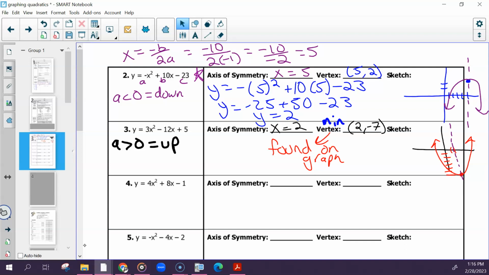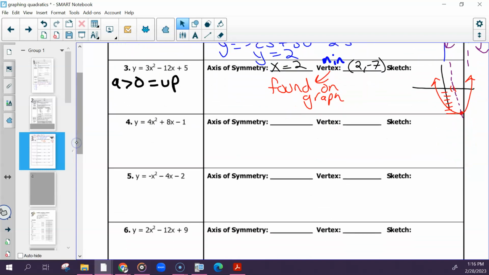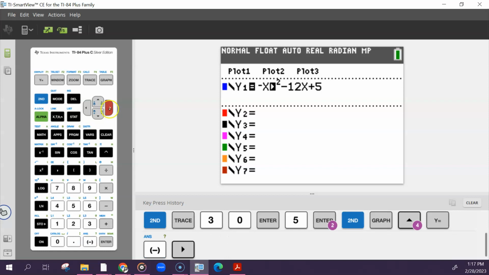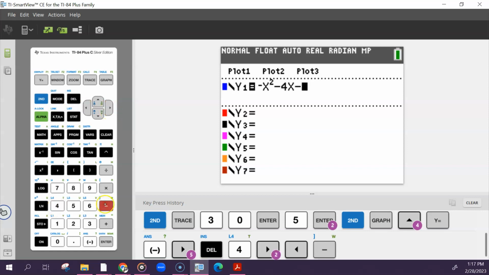So we're going to do another one, but we'll switch the order. We'll do table first, then graph. So let's do 5. So go back into y equals. You can either clear it out and retype or type over what's already there. Negative x squared minus 4x minus 2.